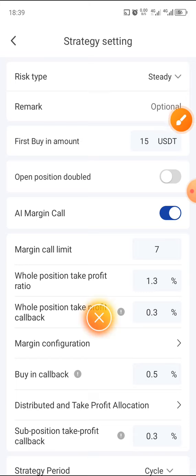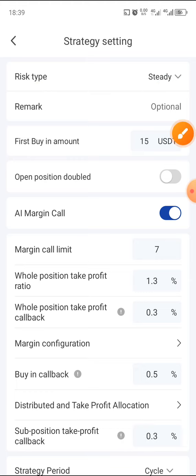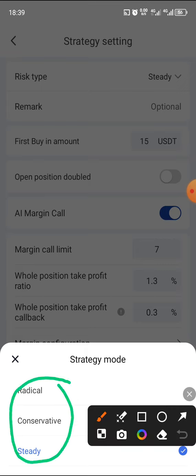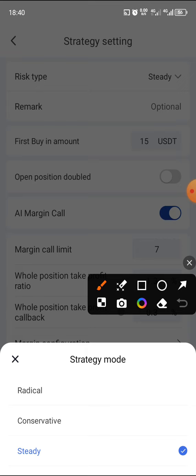Now, maybe one thing I didn't talk about while talking about strategy creation is this point here, the risk type. When you open the risk type, for Android users, of course, this will be the default settings. But for iPhone users, it will come with conservative.